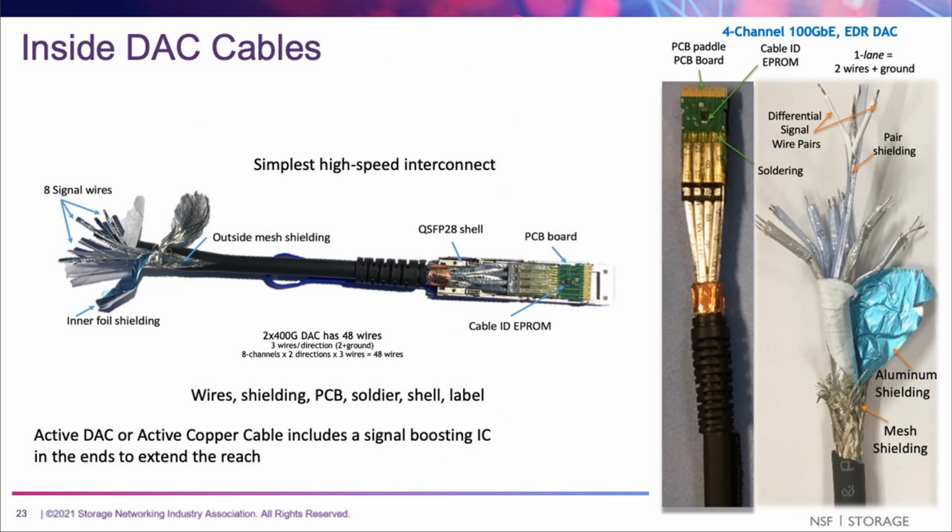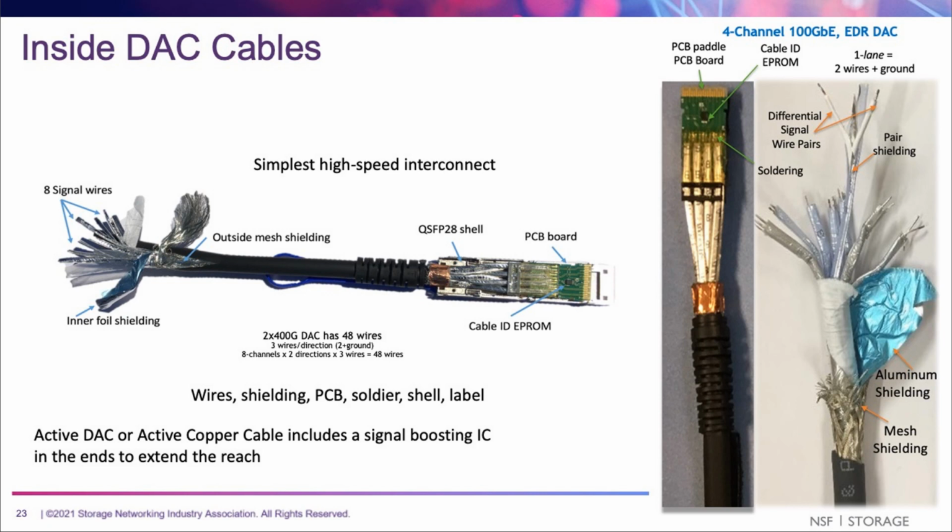So this is what's inside a DAC cable. It's basically a bunch of wires with a foil or a mesh shielding. In the connector end, you'd have the metal shell, a QSFP 28 or something similar, and a printed circuit board. And on that, you'd have a cable ID EEPROM, and that's used to tell the switch or the network adapter the protocol, the length, the speed, and so forth, different parameters used in the signaling. But that's pretty much all that's in there.